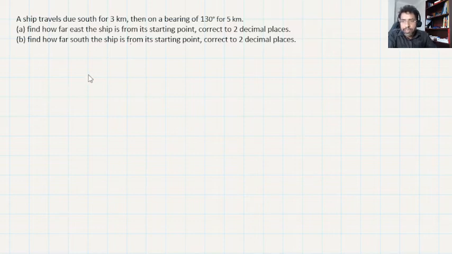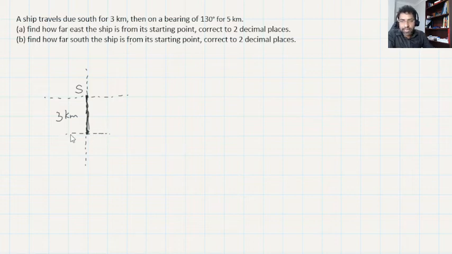Very good. If we think of this as our starting point, the ship goes 3 kilometers south first, so it is coming down like that. Let's say this is our 3 kilometers, up to here. After that, it goes on a bearing of 130 degrees. So from that point it is making a bearing of 130 degrees.